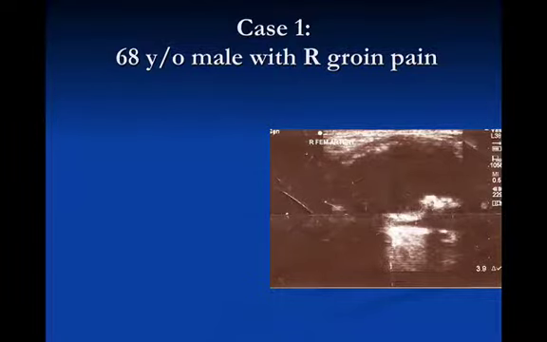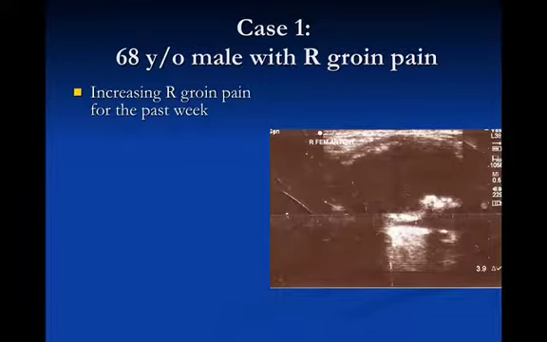Let's go over some cases now. This is the first case I had. This is back when we only had still pieces of paper that we could have for aneurysms. And this was a 68-year-old male with right groin pain. And this is his right femoral artery. And you can tell that it was big. It was several centimeters big. And it was very tender. And it seemed kind of pulsatile to me.